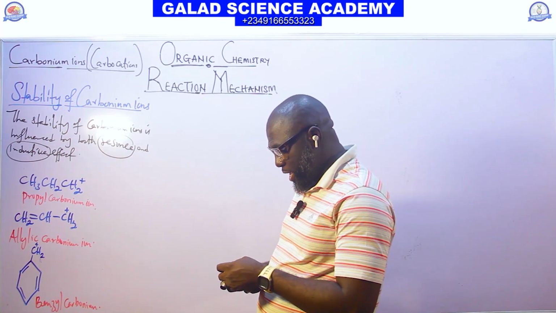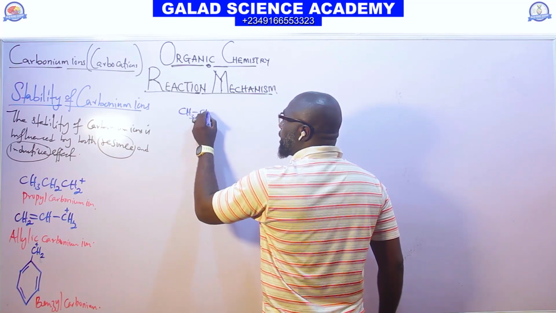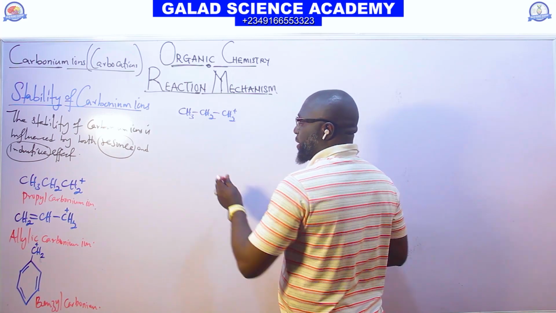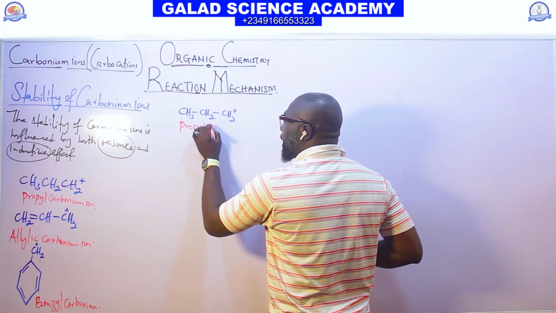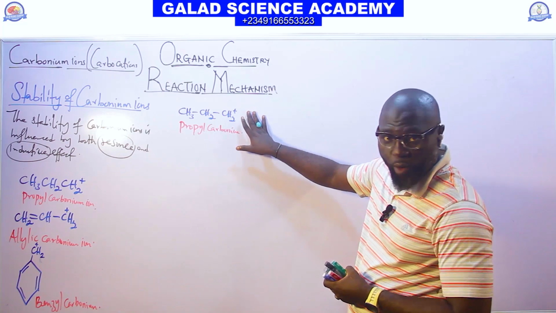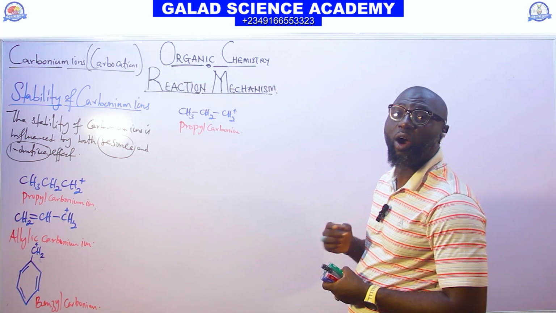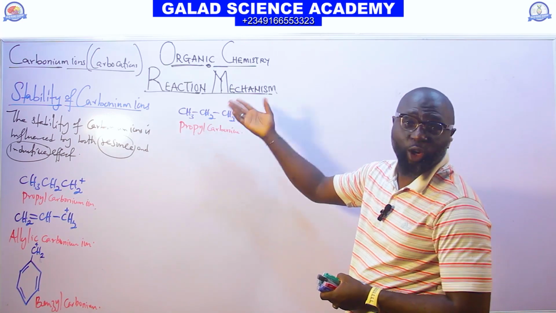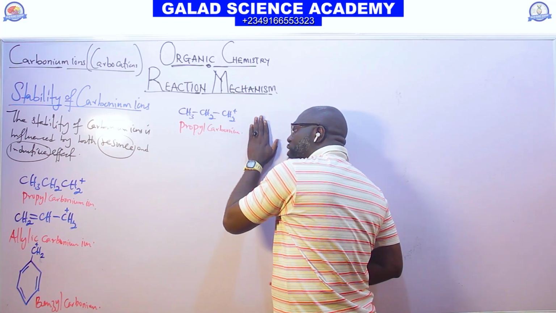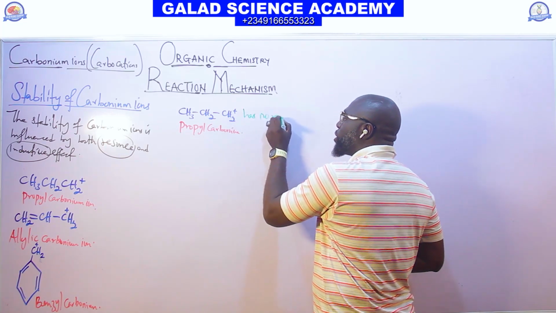So look at the first one here. The first compound we have is CH3CH2CH2 plus. This is what we call the primary carbonium ion. Look at this primary carbonium ion. It cannot undergo resonance. Why? There is no conjugated system. So due to the absence of resonance effect here, this compound exists in one form. It has no resonance.